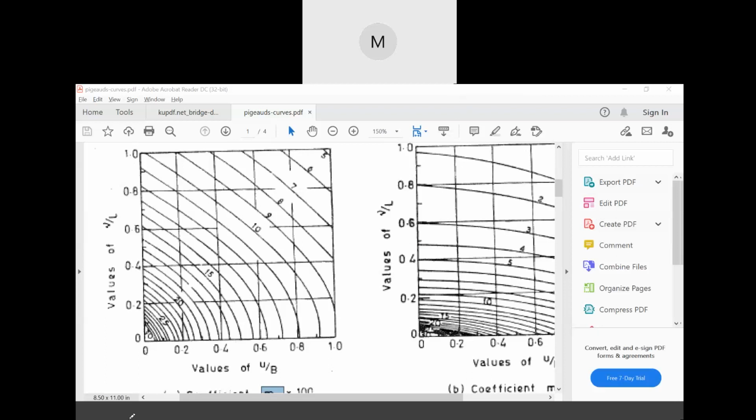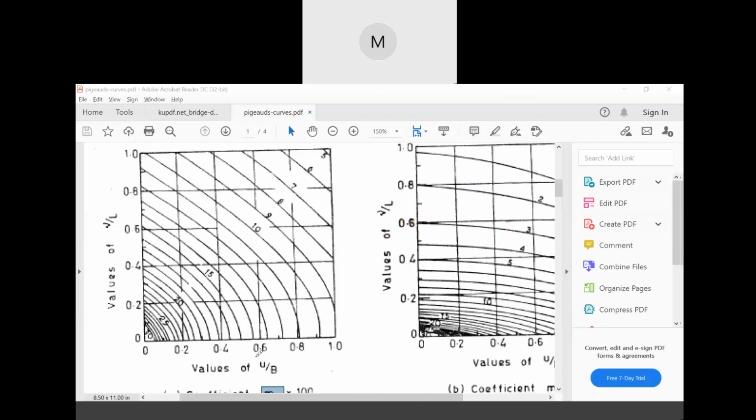Here if it is 0.2, then 0.1 will be somewhere here, right? And on the other side, that means, sorry, just give me a minute. Okay, I'm mistaken. Okay, let's start it again.